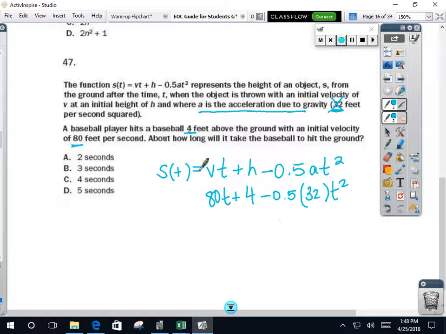Like it wants to know how long will it take the baseball to hit the ground. So when did the baseball fall back to the ground? About 5 seconds later. Does everybody see that on your graph? All right, number 48.